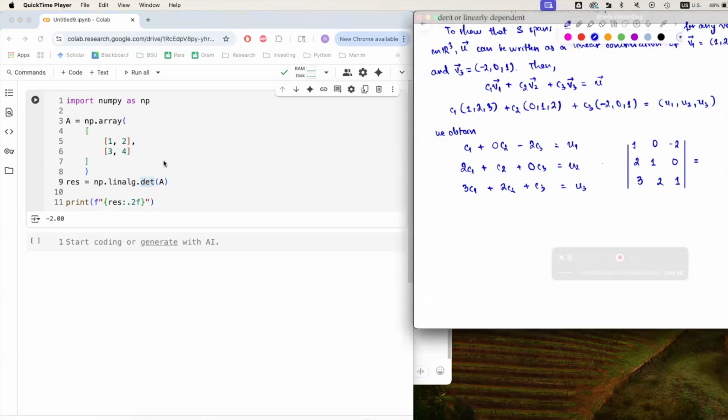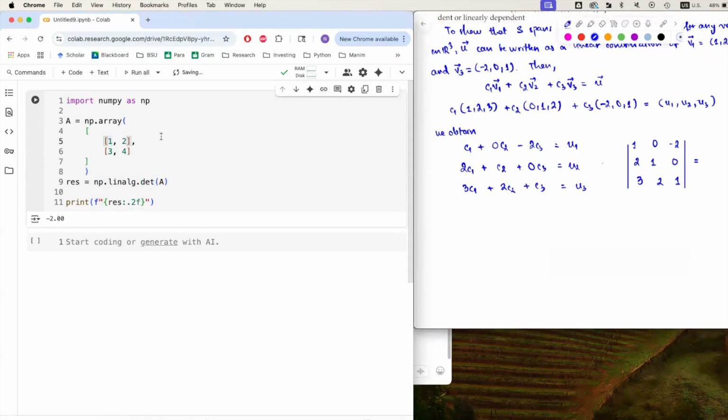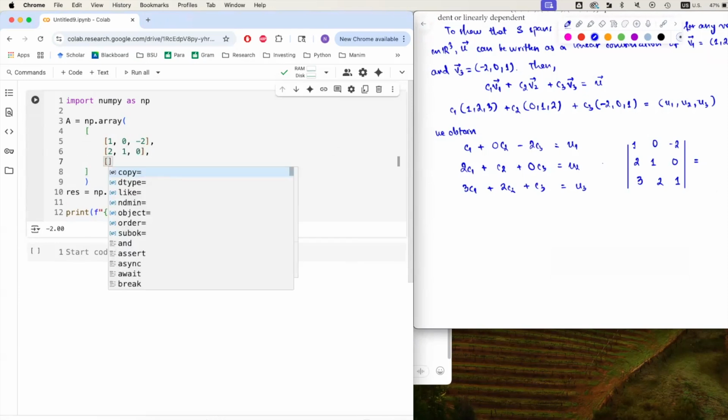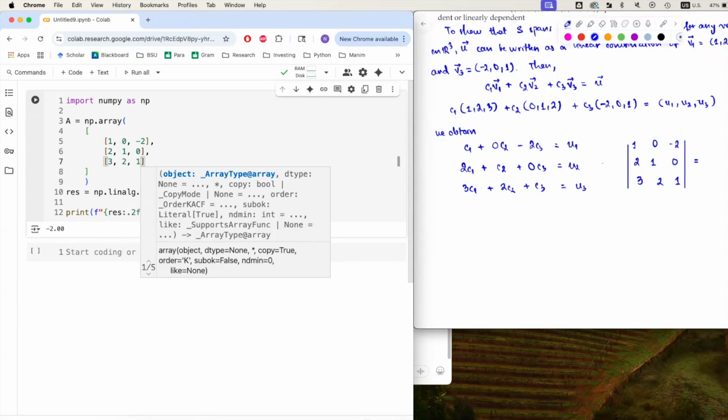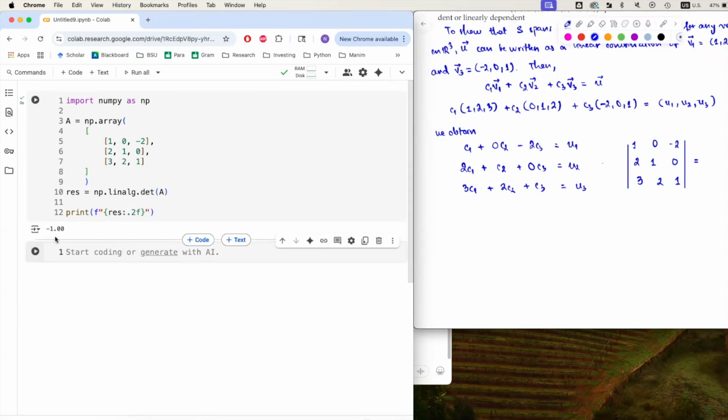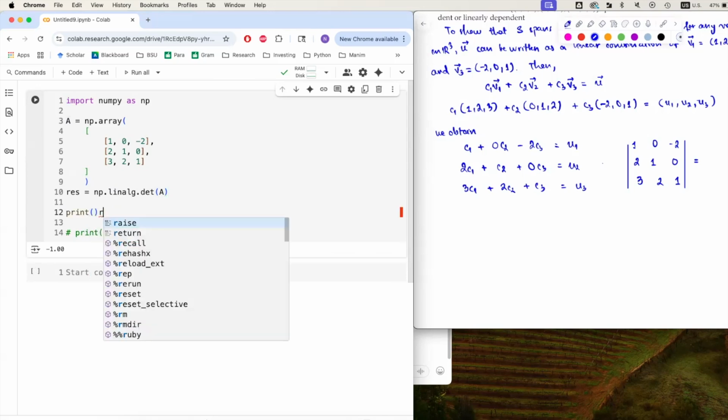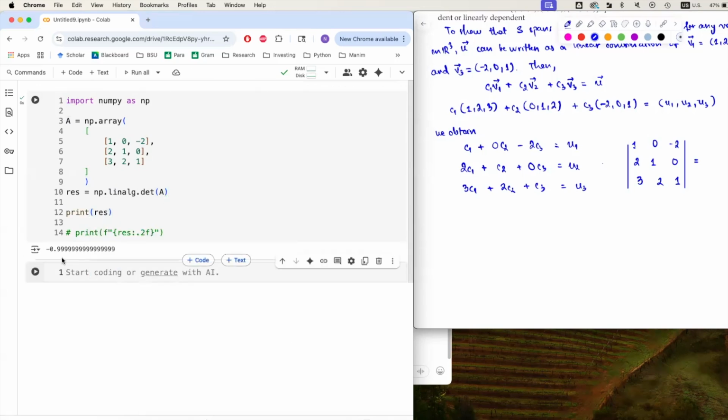So you have a 3 by 3 matrix. Let's form that. The coefficient matrix is: the first row is 1, 0, -2. The second row is 2, 1, 0. The third row is 3, 2, 1. Right, so you run the code and you get that the determinant is equal to -1. For someone who wonders what is going on here, you can print the result and you get -0.9999, and technically that's -1, right?